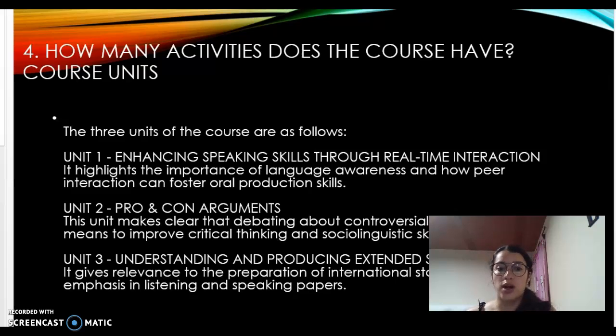Unit 2, Pro and Con arguments. This unit makes clear and divides controversial insights; in the course it means to improve critical thinking and sociolinguistic skills. Unit 3, on designing and producing a speech, it gives relevance to the preparation of international and standard tests with emphasis on listening and speaking papers.